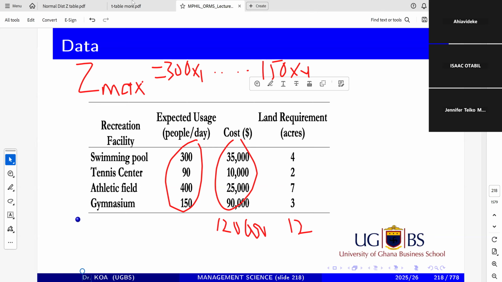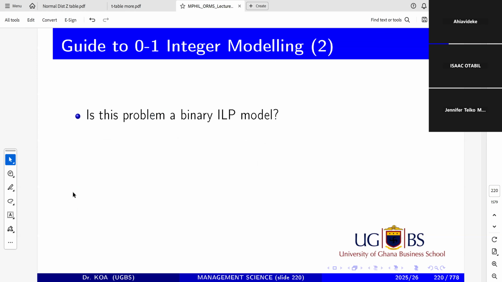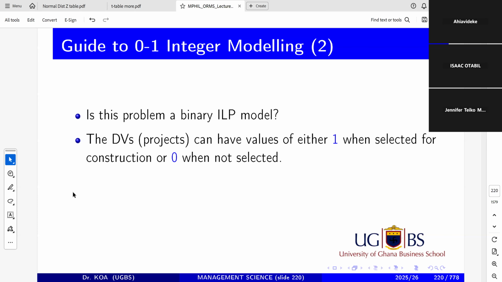So all of these formulations that your colleagues are talking about, guys, you should be able to know how to formulate them. We are not done yet. In fact, what would be the decision variables? I didn't talk about that. How will you write the decision variable? Jennifer. So the decision variables will be, let x1 be equal to the construction of the swimming pool.